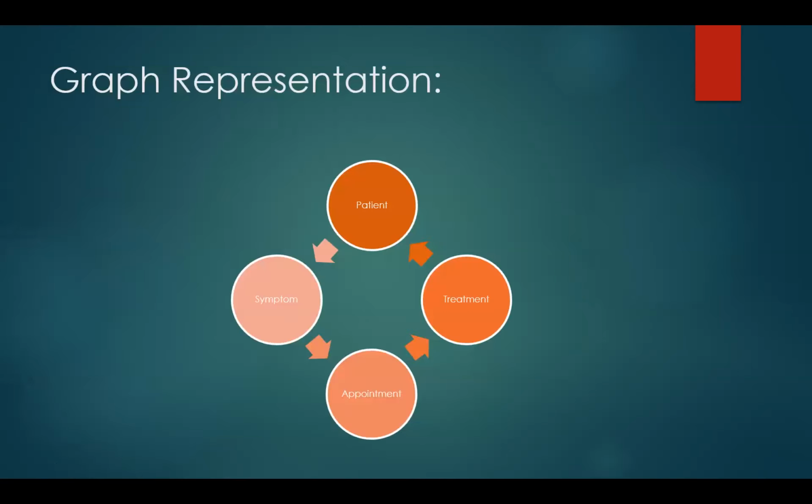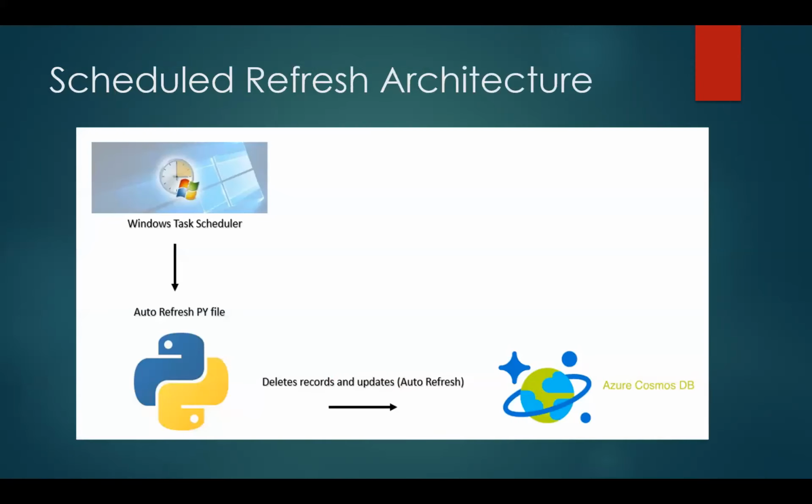This is the graph representation of our model. So we have the patient over here. When the patient has a symptom, he takes an appointment, and after he takes an appointment, the patient gets a treatment, and the treatments are for the patients. I'll now pass it on to Nikhil from my team to carry on.